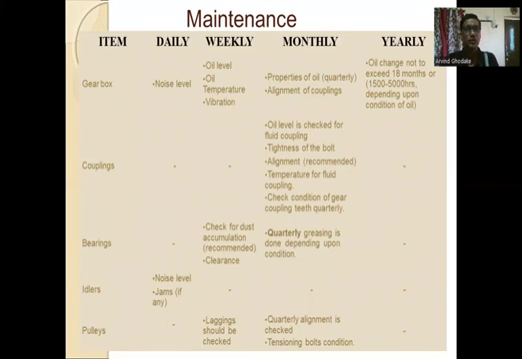Then yearly, the maintenance is given for the gearbox only, that is the oil change, not to exceed 18 months or 1500 to 5000 hours depending upon the condition of the oil. So this is the maintenance chart depending on the type of the item. Some of the items require daily maintenance, some weekly, some monthly, and some yearly. So this is the maintenance chart that we have to follow for the maintenance of the belt conveyor components.